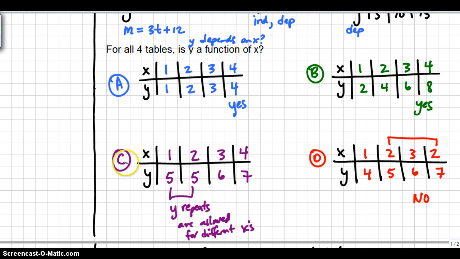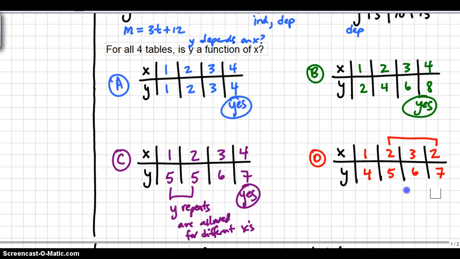And let's go back and finish C here. We forgot to say yes, this is a function. So in these 4 examples, we've got 3 yeses and 1 no, illustrating that if all the x's are independent from each other, it is a function. If the x's repeat and give a different value, then it is not a function.